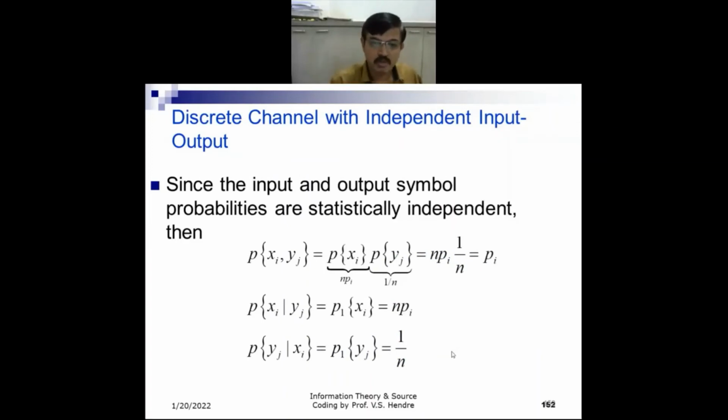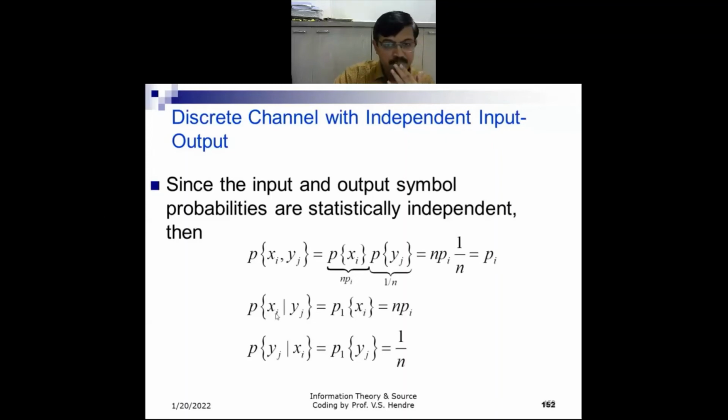Since the input and output symbol probabilities are statistically independent, the joint probability p of xi comma yj will be p of xi multiplied by p of yj. This is from the concepts of probability. We understood that whenever the events x and y are statistically independent, the joint probability will be the multiplication of p of xi and p of yj. And we observe that p of xi will be n into pi, p of yj will be 1 by n. So the joint probability p of xi comma yj will be n into pi into 1 upon n, that is equal to pi, where i is changing from 1 to m.